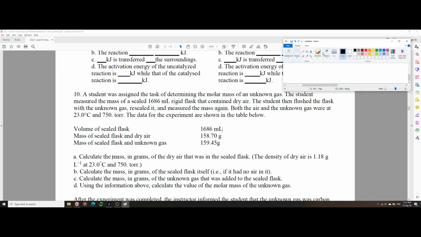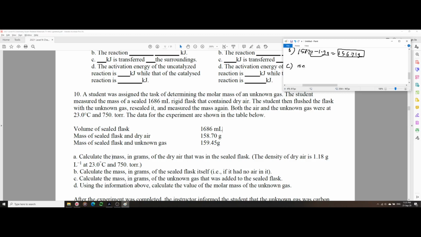Boom. Let's go. So C, what does C say? Calculate the mass in grams of unknown gas that was added to the sealed flask. So we have unknown and we have sealed, so of course we can get unknown, right?